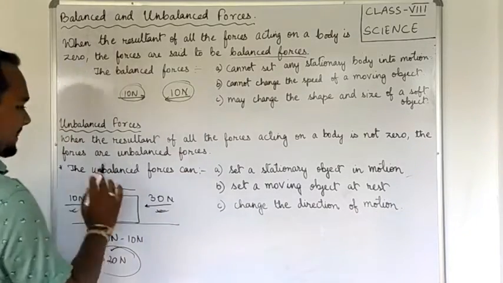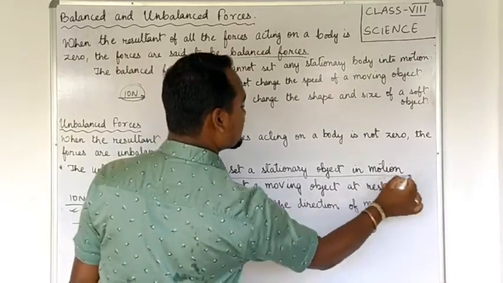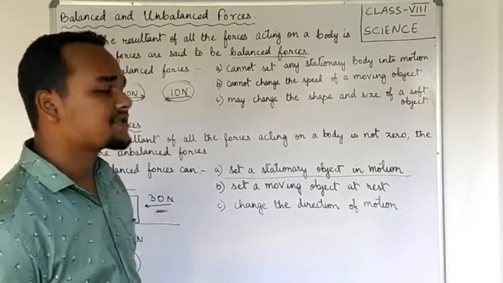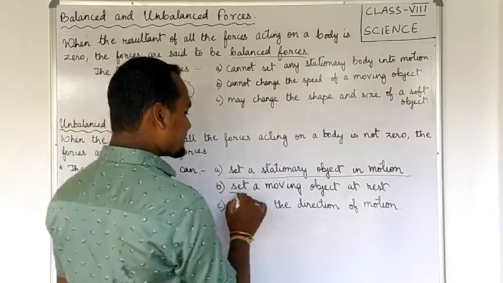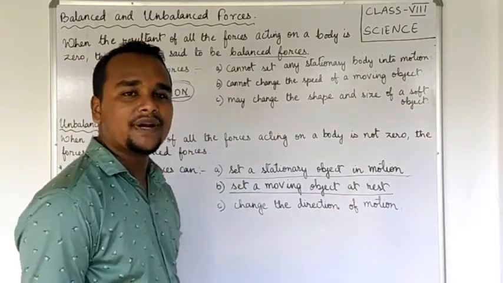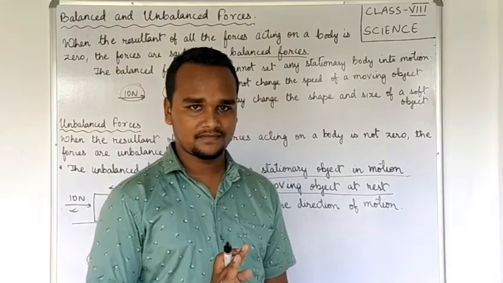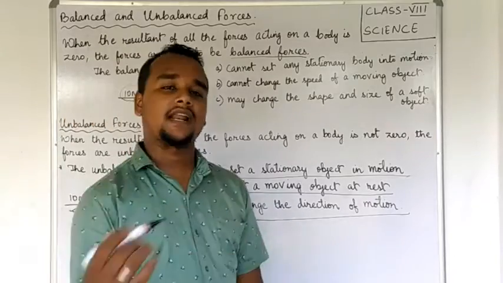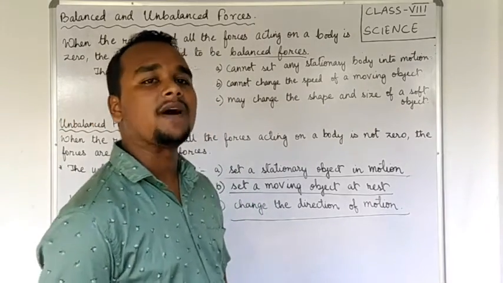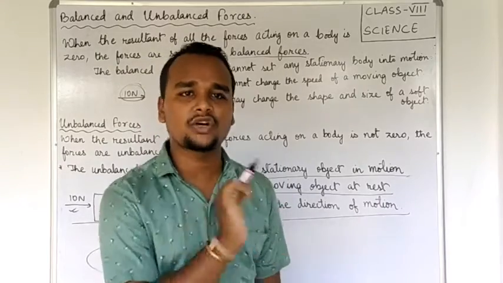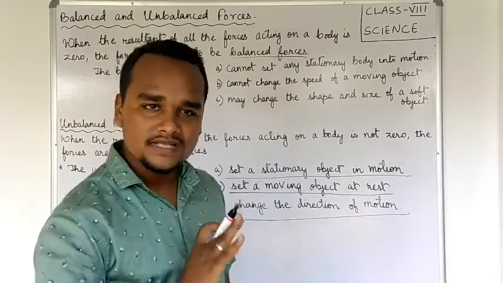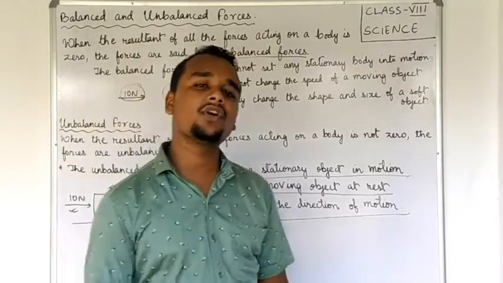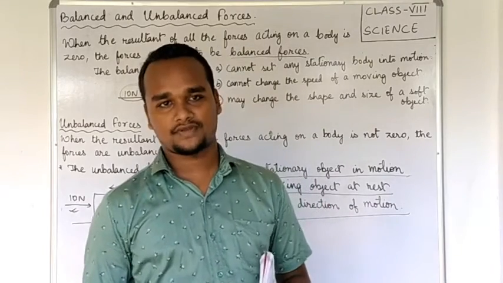Is it clear, everyone? Now the unbalanced forces can set a stationary object into motion. Apply this example to the first point. Second one, it can bring a moving object to rest. Then third one, it can change the direction of motion. On the application of force, the direction of motion can change in case of unbalanced forces. But in case of balanced forces, it is not possible because their resultant force is completely 0. But in case of unbalanced forces, the resultant force is never 0. If the resultant force is 0, then there is no unbalanced force.